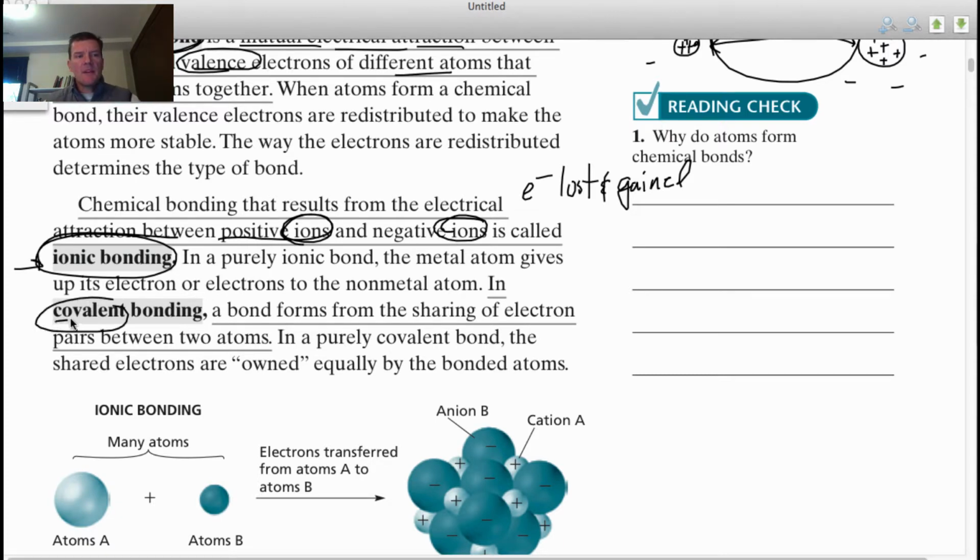Covalent bonds, as I mentioned, involve atoms sharing valence electrons with each other. They're sharing those outer electrons. Okay? So this is when you share the electrons.